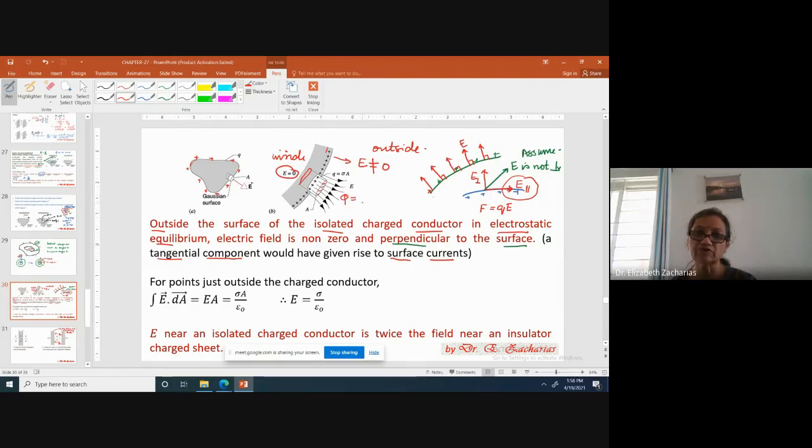Therefore, flux will be equal to what? E into A. Integral E dot dA becomes E into A, and that will be equal to charge by epsilon naught. But you know that the charge contained within this area A can be written as sigma into A, divided by epsilon naught. Now from this you just cancel out A and A. You will come to the conclusion that the electric field will be sigma by epsilon naught. What is sigma? Surface charge distribution.